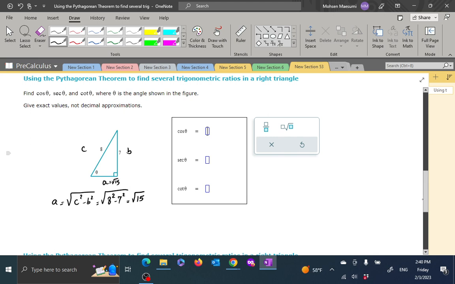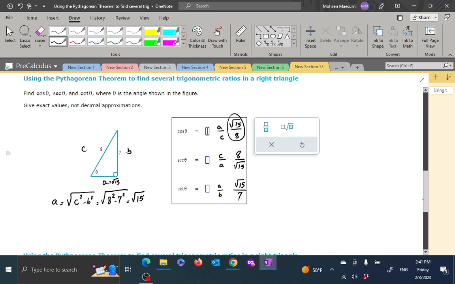Cosine is the ratio of adjacent to hypotenuse. So in this case it's going to be radical 15 over 8. That is our answer. Secant is the reciprocal of this, C over A, 8 over square root of 15. Cotangent is the ratio of adjacent to opposite, so that's going to be radical 15 over 7.